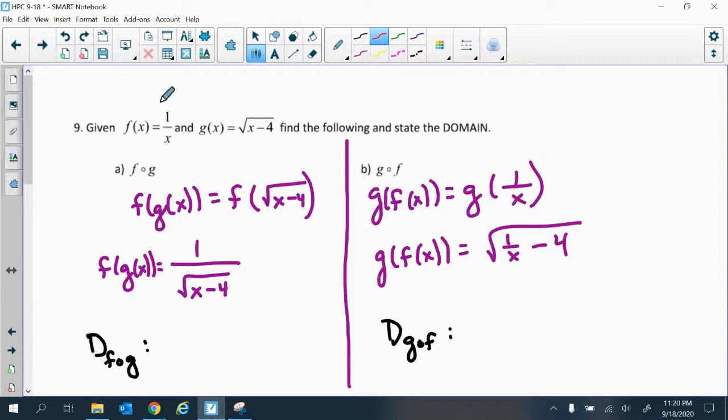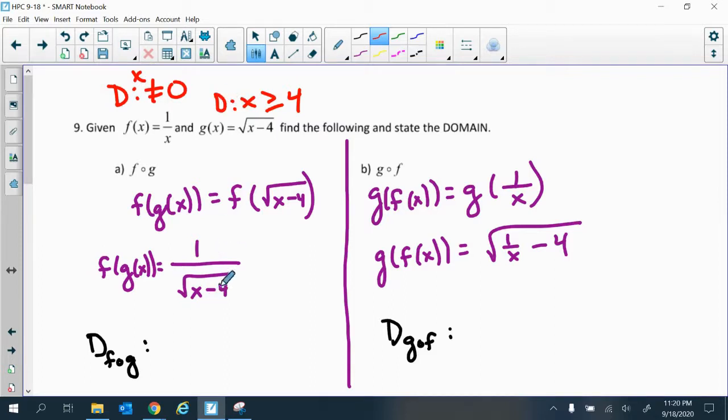Finally, if I have these functions, f of g is substituting root x minus 4 in where x is. So I have 1 over root x minus 4. The original domain of these functions is a not equal to 0 and a greater than or equal to 4. So these are x's.